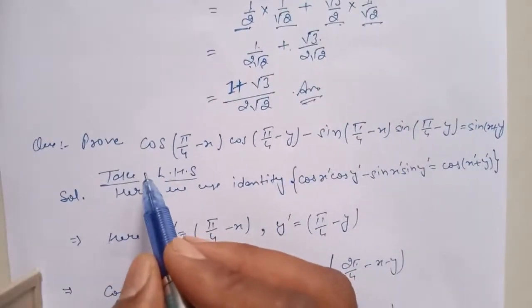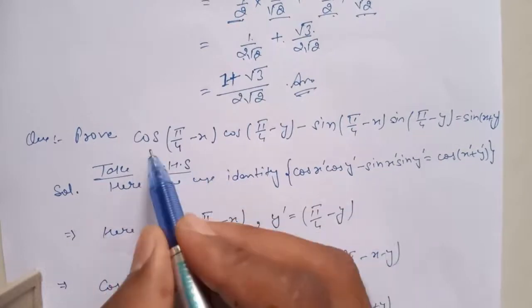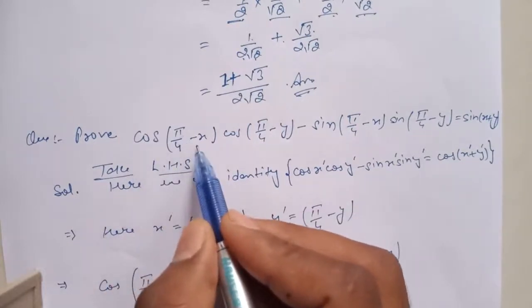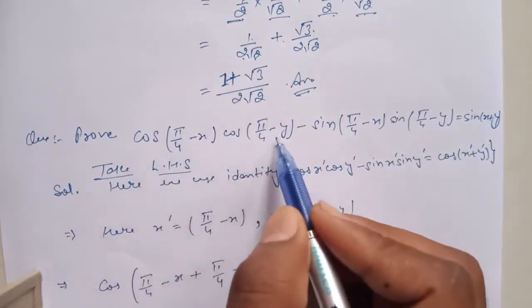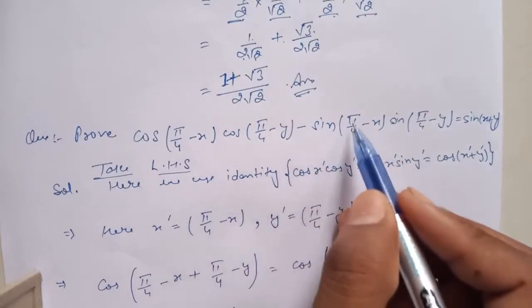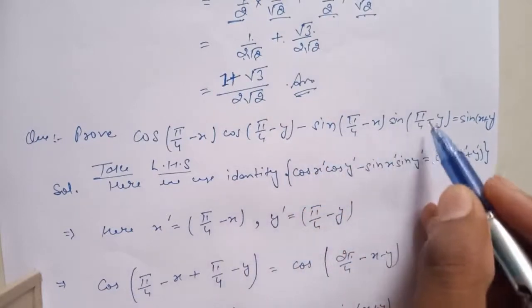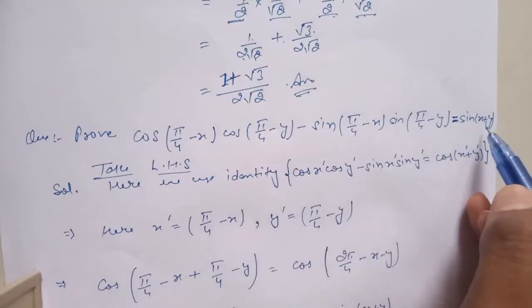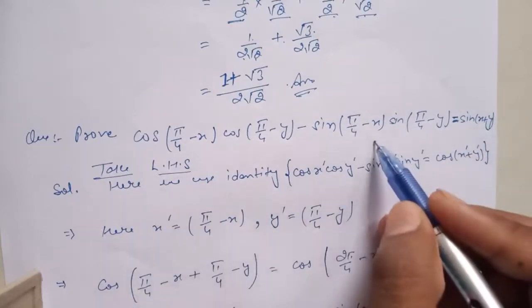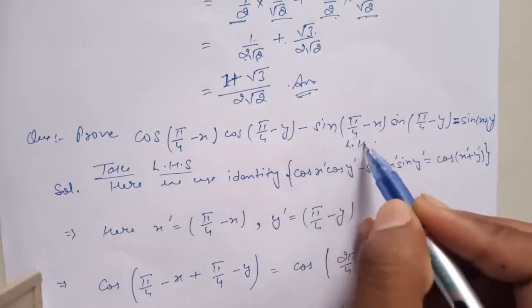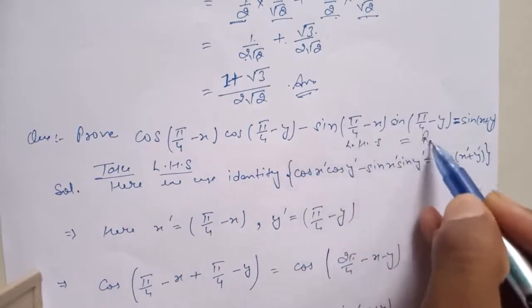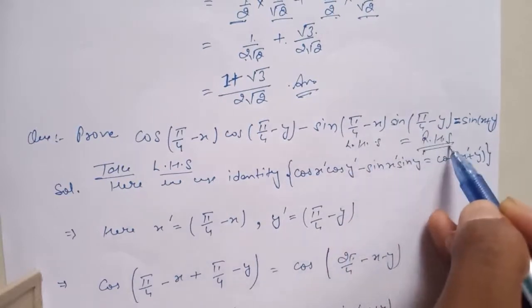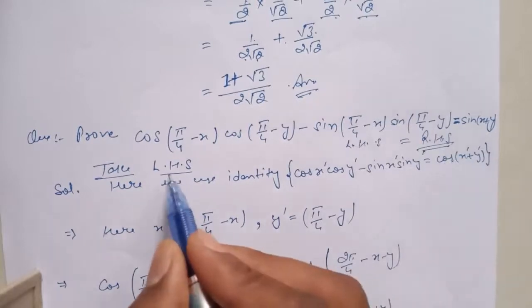Now proof. Cos of pi by 4 minus x times cos of pi by 4 minus y, minus sin of pi by 4 minus x times sin of pi by 4 minus y, is equal to sin x plus y. We have to prove this, that left hand side is equal to right hand side. Then we take the left hand side.